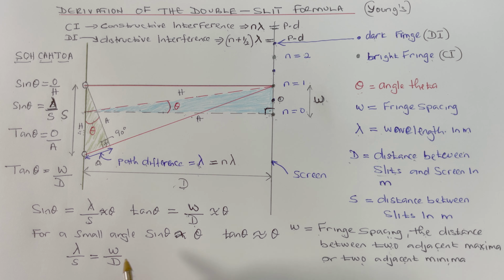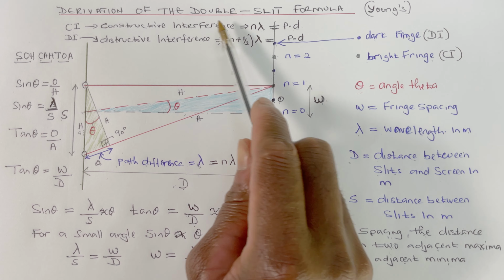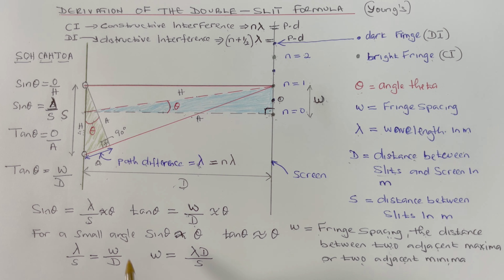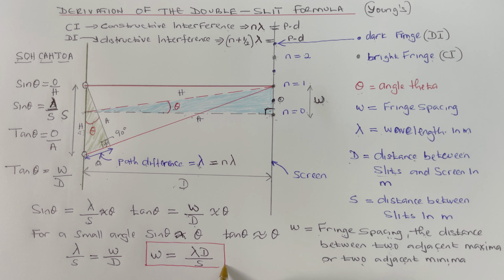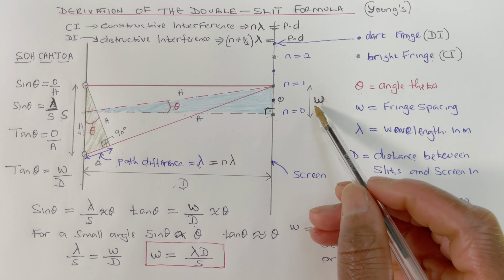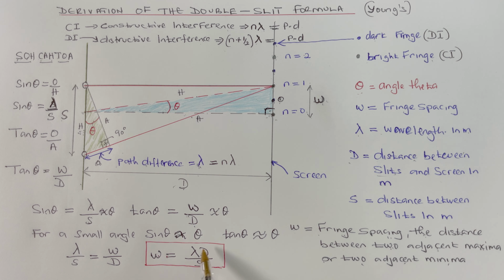If I make W the subject, multiply both sides by D, so you get W equals lambda D over S. And that is the double slit formula. So the double slit formula is W, the fringe spacing, is equal to lambda times D over S.